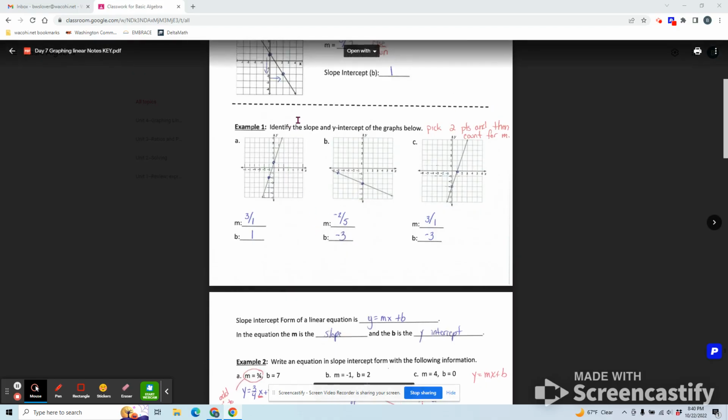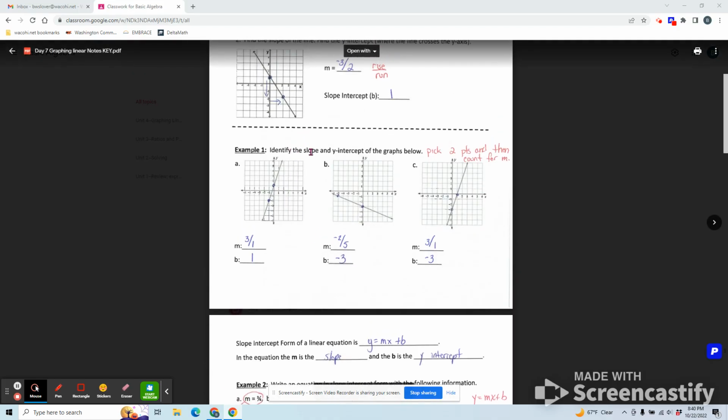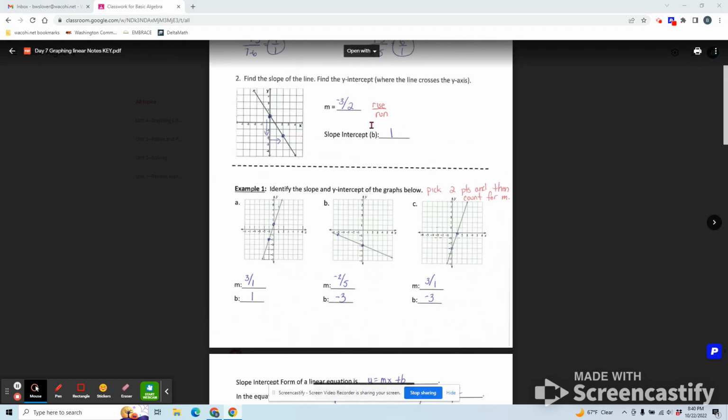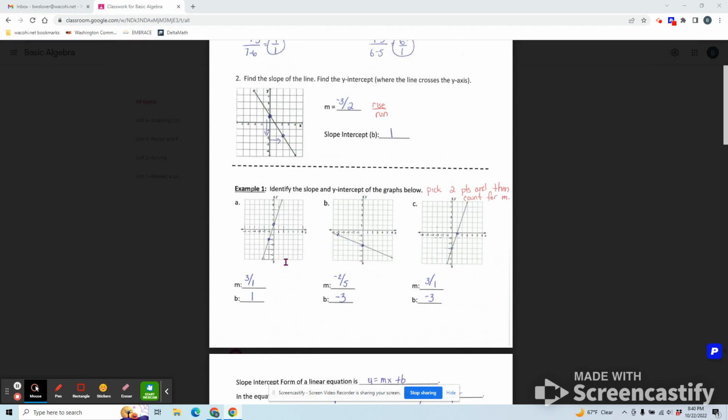So example 1 says, identify the slope and y-intercept of the graphs below. And in red, I said we're going to pick 2 points, and we're going to count for the slope, because our slope, when it's already graphed, is just rise over run. Let's make it easy. We don't have to do anything complicated. We can just count because it's graphed.